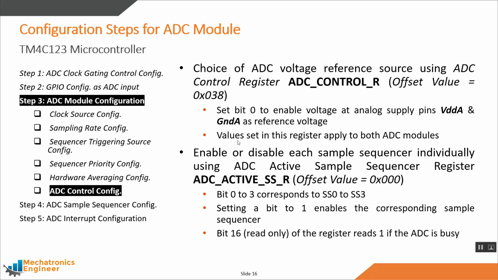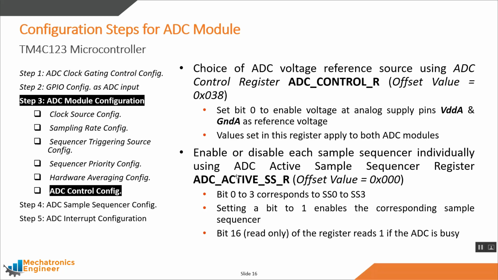It is important to note that values set in this register apply to both ADC modules. So it means that we cannot set the internal voltage reference for one ADC and the external voltage reference for the other ADC. The second step is to enable or disable each sample sequencer individually.